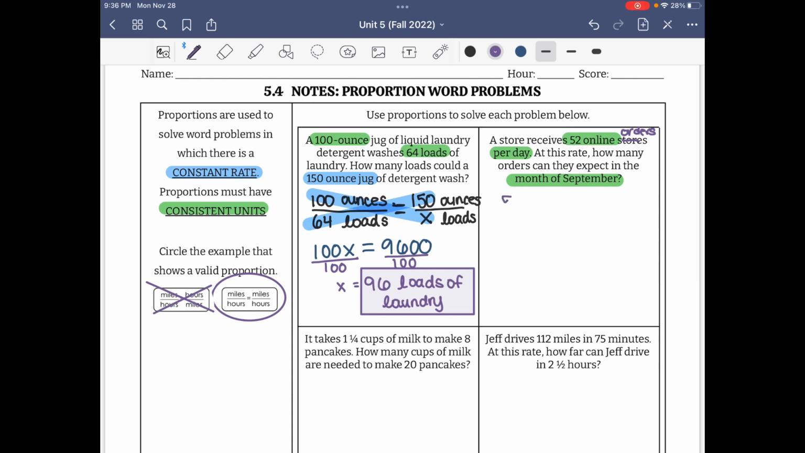That means 52 orders in one day is going to equal, we don't know how many orders, but order has to stay on top, over, now we have to figure out how many days are in September. Well, lucky for you guys, I already know that September is one of the months with 30 days.